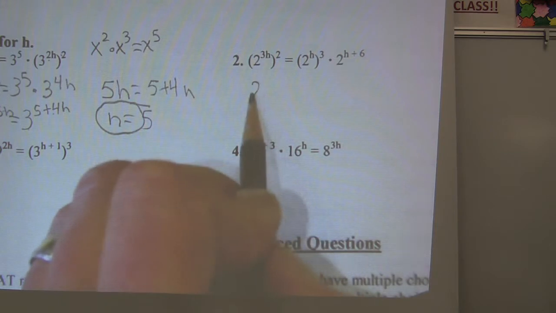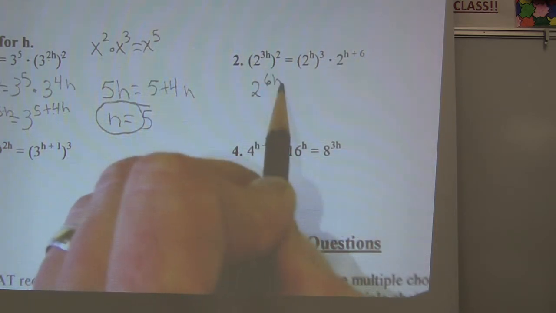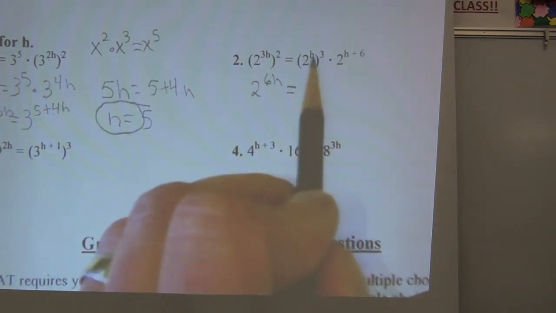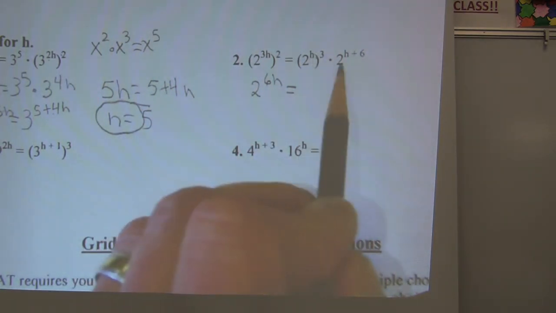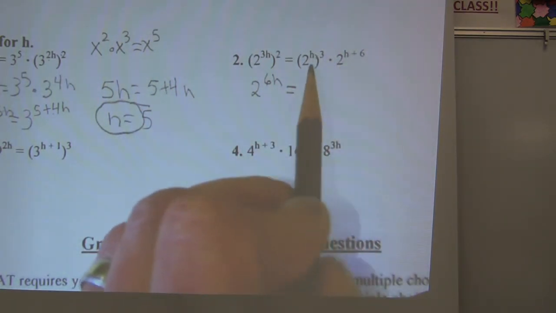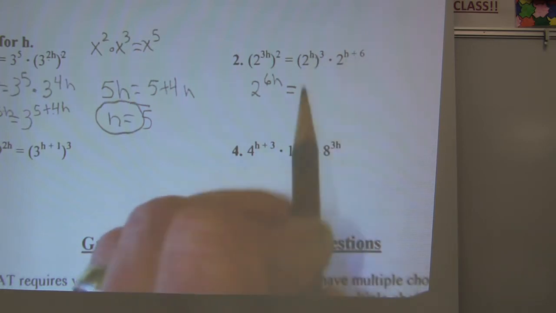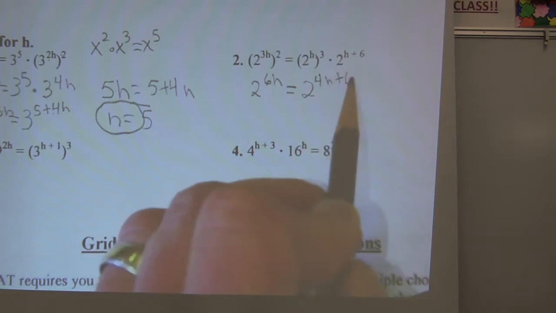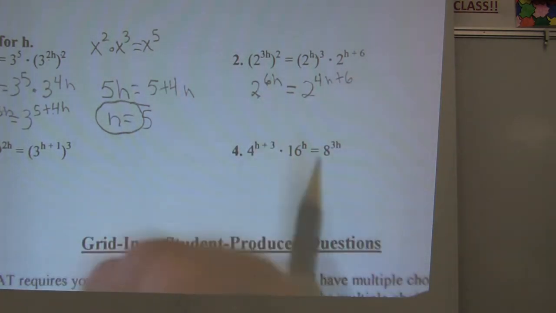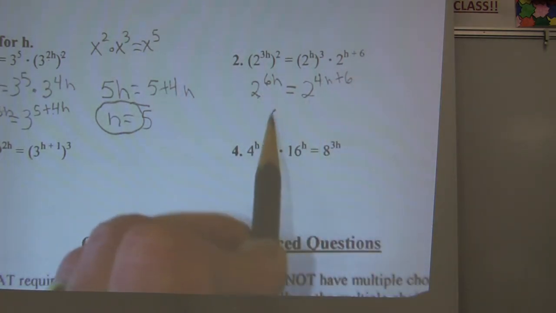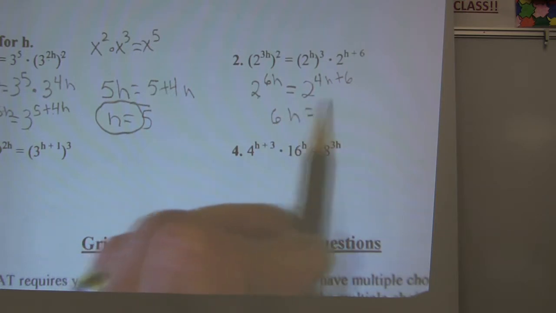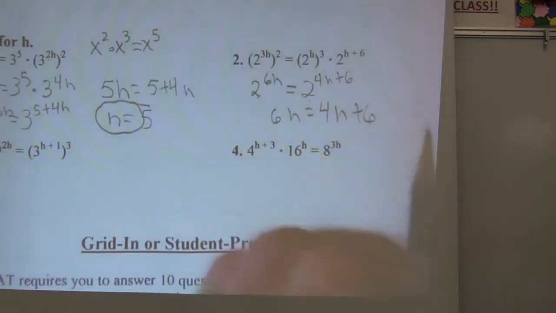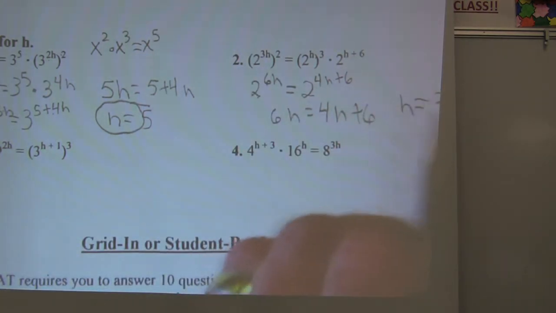Same with this one over here, number 2. This becomes 2 to the 6h power because I multiply them. Then I'm going to add these: this is 2 to the 3h power right here, times 2 to the h plus 6 power. So I add 3h plus h plus 6, and it gets me 2 to the 4h plus 6 power. Now I have 2 to a power and 2 to a different power, and the powers have to be equal to each other. So 6h equals 4h plus 6, and you end up getting h equals 3.